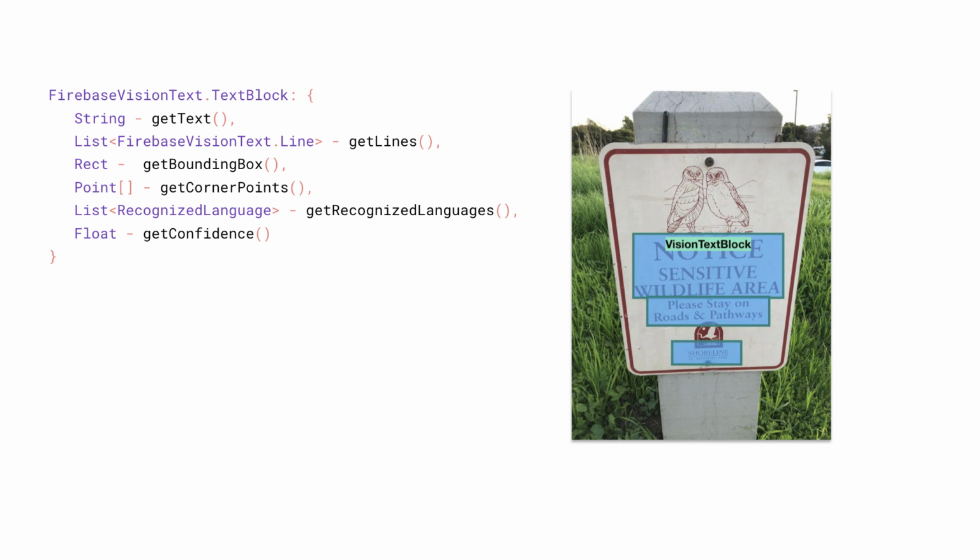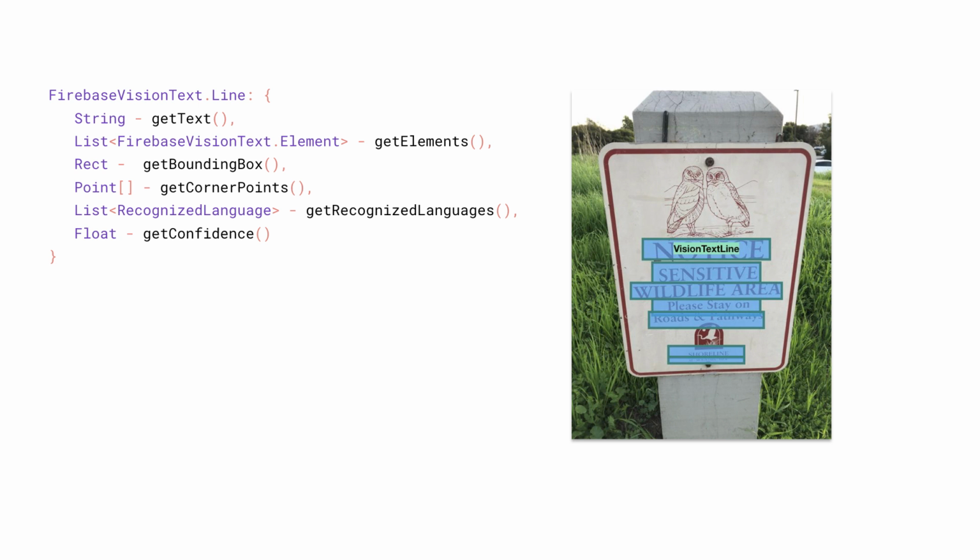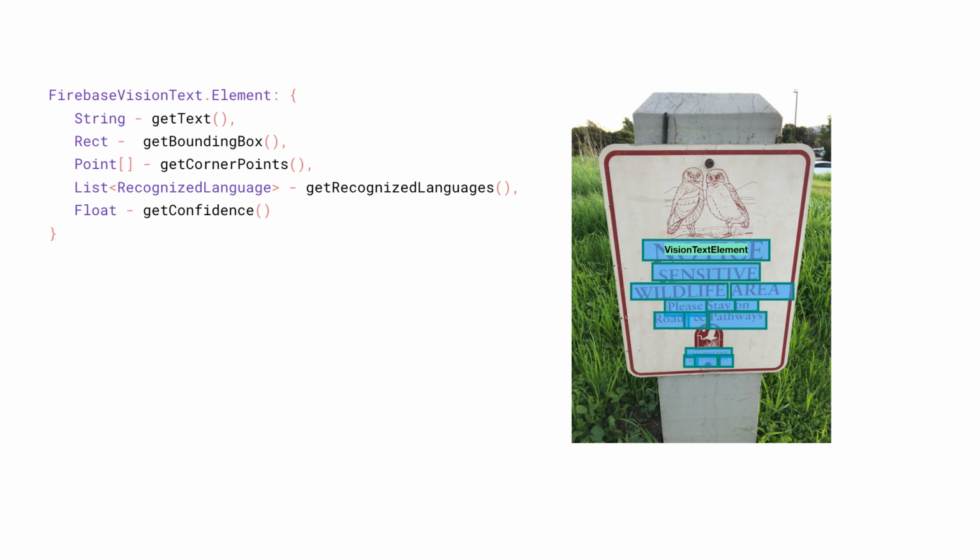A Firebase Vision Text.line is a text line recognized in an image. Noticing a pattern here? You see Firebase Vision Text.line objects have similar properties to a text block. The difference is that they have a list of type Firebase Vision Text.element, which can be accessed using the getElements function. A Firebase Vision Text.element is a text element recognized in an image. An element is roughly equivalent to a space-separated word in most Latin script languages. So essentially, an element is basically a word.